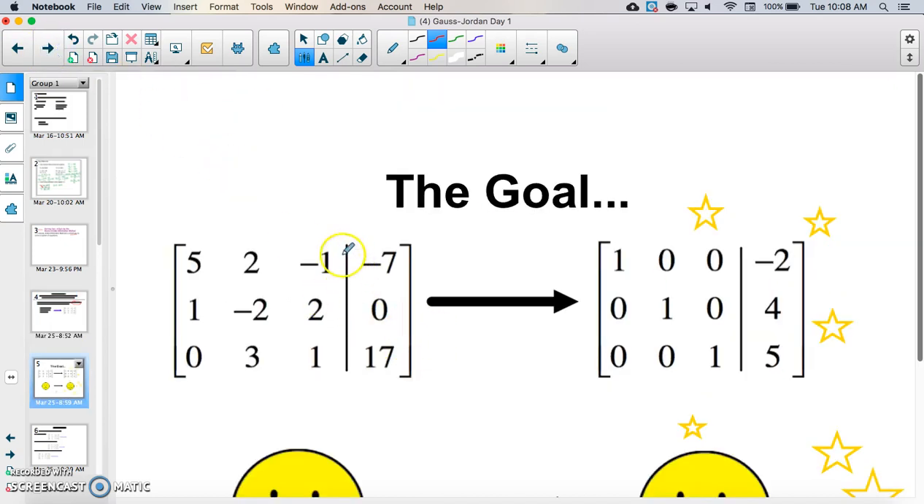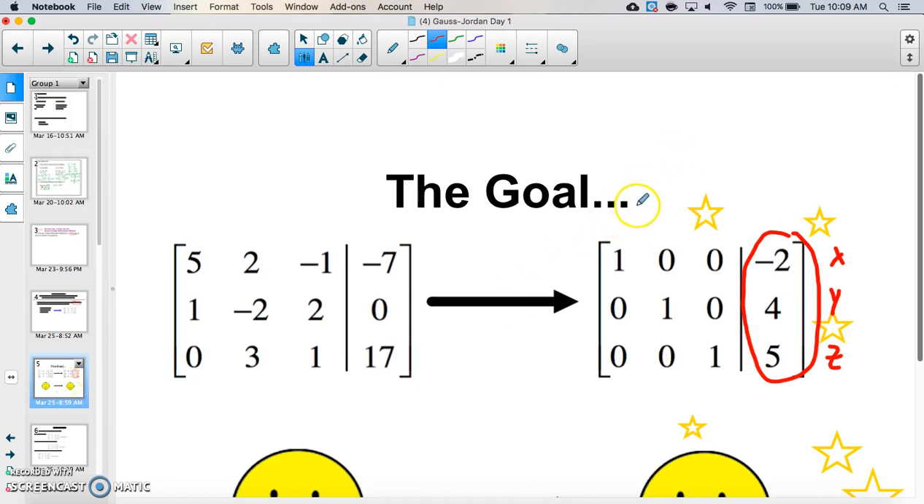So our goal is we are going to manipulate this matrix until we have the identity on the left side, and then everything over here are your answers. So like the top one is x, next one's y, this one's z. So this is another way to solve for x, y, and z, but by manipulating using Gauss-Jordan.